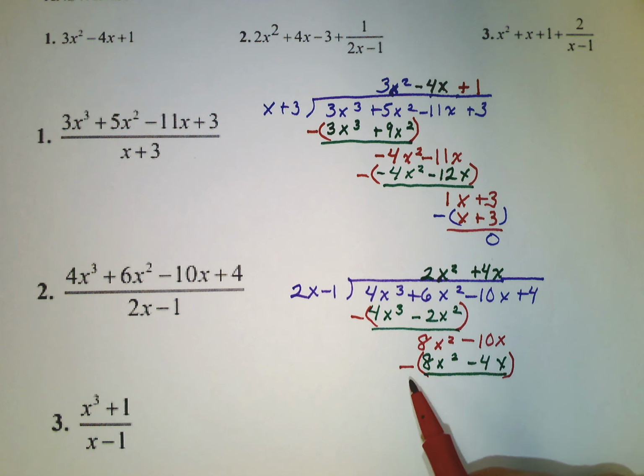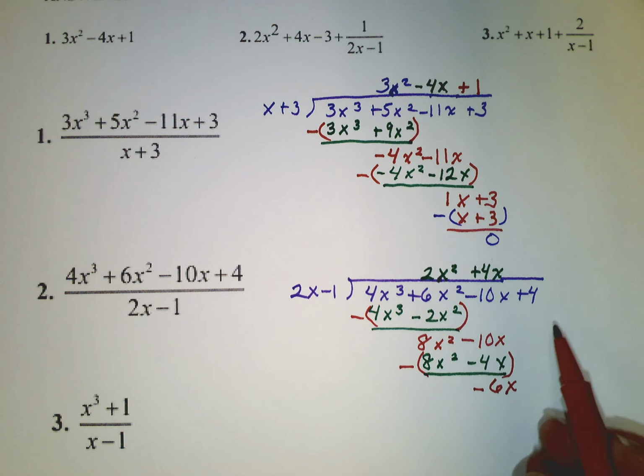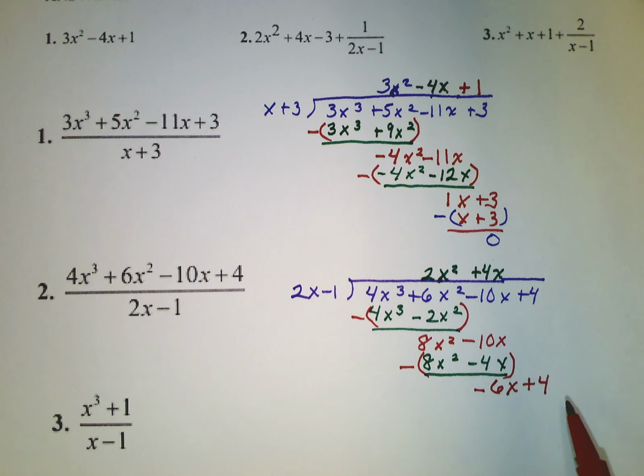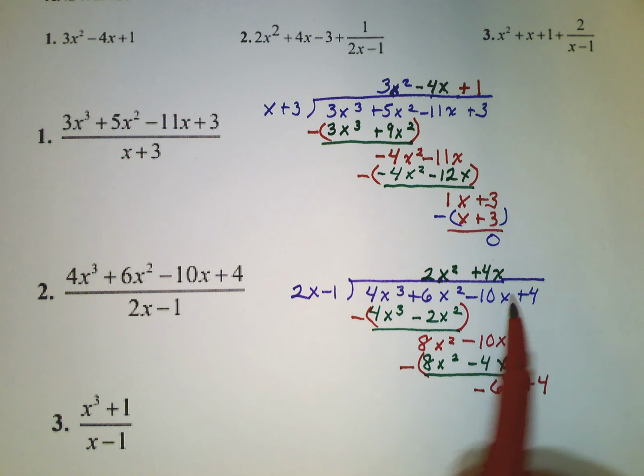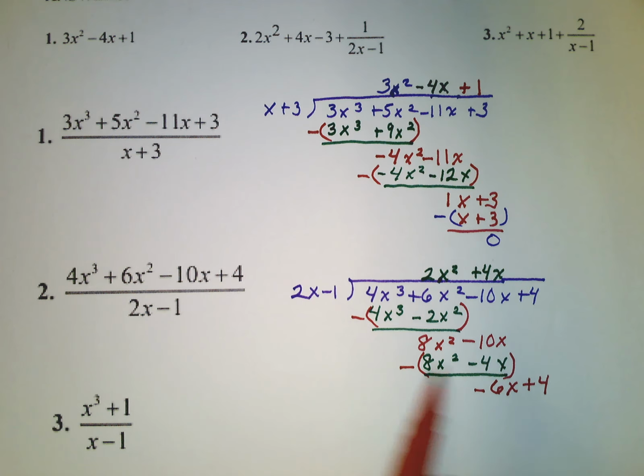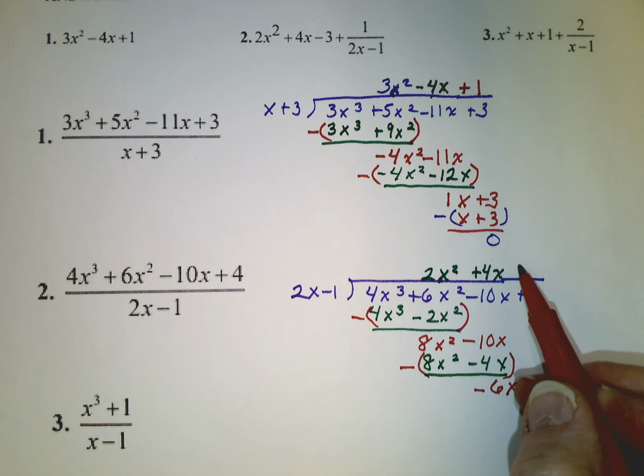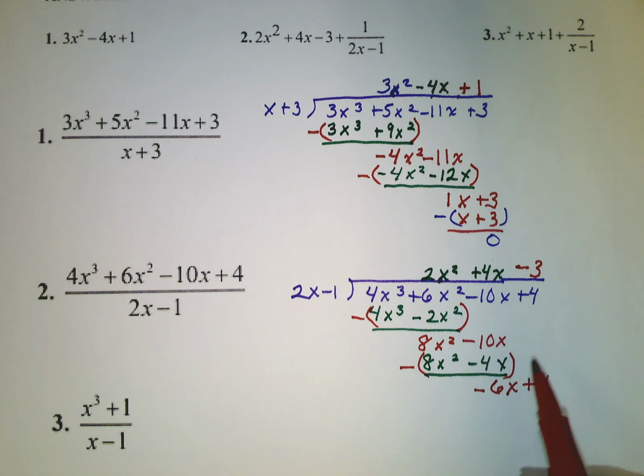Negative 10x, subtract negative 4x. Well, that's negative 10x plus 4x. So that should be negative 6x. And we still have one more term to bring down. But we're almost done. To get the last term in our answer, what do you multiply times 2x to get negative 6x? Or divide 2x into negative 6x. And that would be a negative 3, so I'm going to write it as subtract 3.